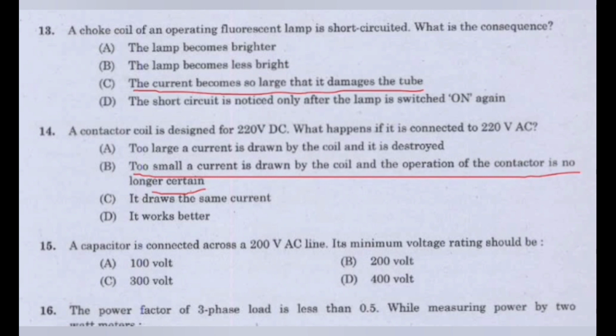Question number 15. A capacitor is connected across a 200 volt AC line. Its minimum voltage rating should be option A 100 volt, option B 200 volt, option C 300 volt, option D 400 volt. Answer is option C 300 volt.